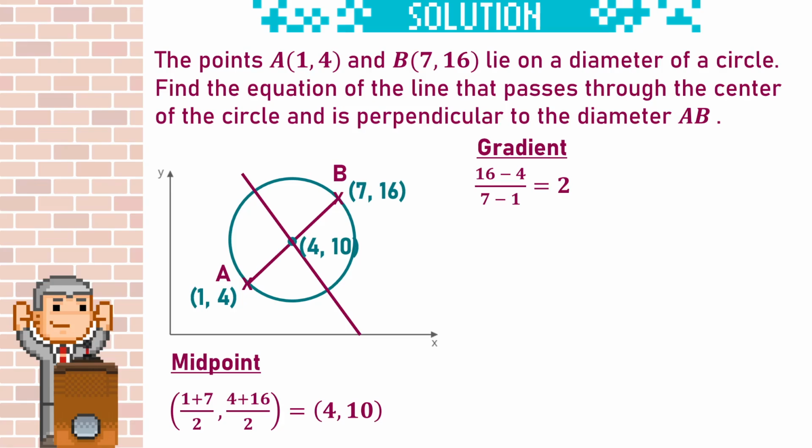If the gradient of our line is 2, then the gradient of the perpendicular will be the reciprocal of that, which will be a half, and because it's positive, it will switch sign to negative, so it will be minus a half.